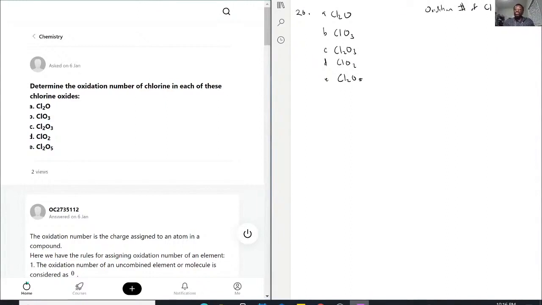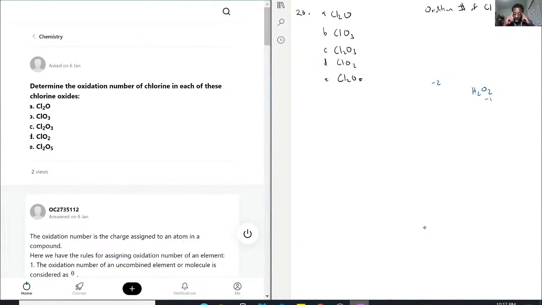And oxygen, the rule is that the oxidation number for oxygen is -2 unless we're dealing with H2O2, which thankfully for us, none of these are. If this is H2O2, it'd be -1 instead of -2. That's the difference there. But nonetheless, all of these are going to be -2.